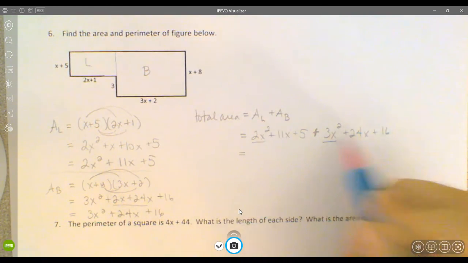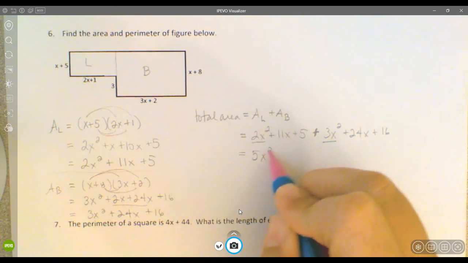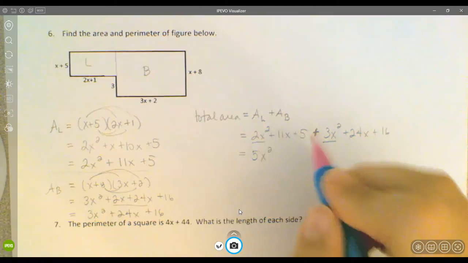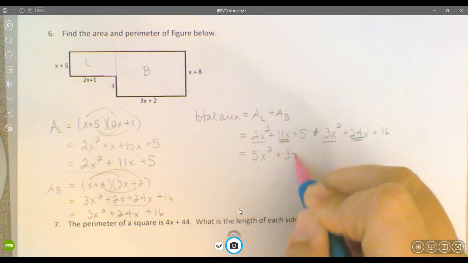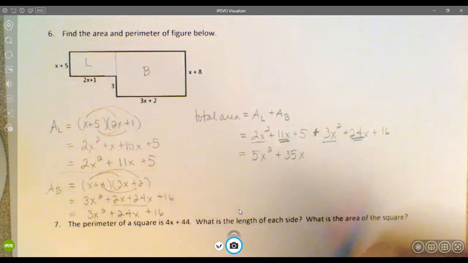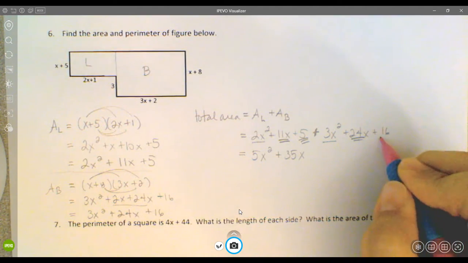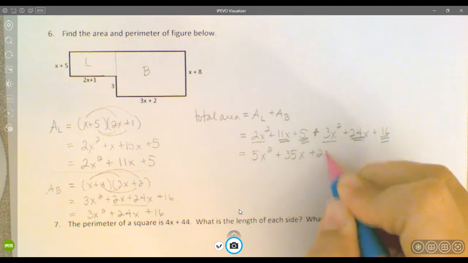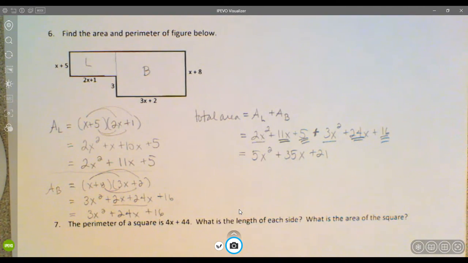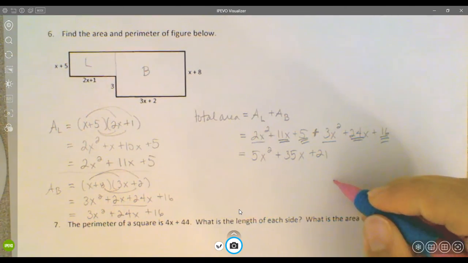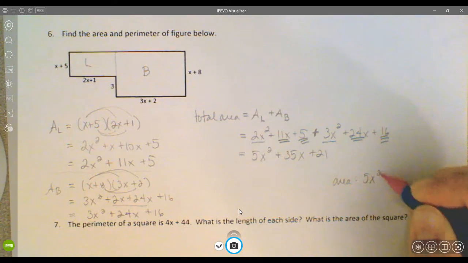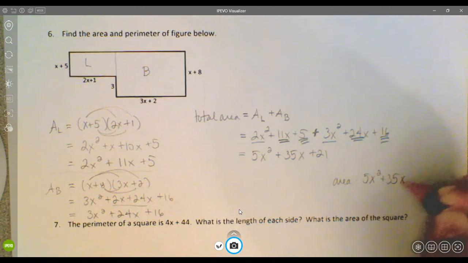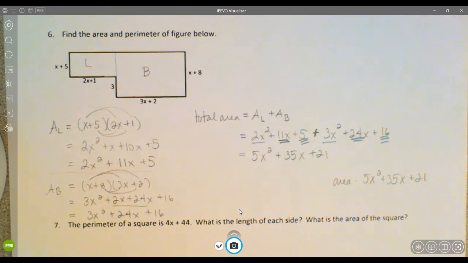We've got 2x squared plus 3x squared, which is 5x squared. And then I have 11x plus 24x, which is 35x. And then we'll add 5 plus 16, and we'll get 21. All right. So my area will be 5x squared plus 35x plus 21.